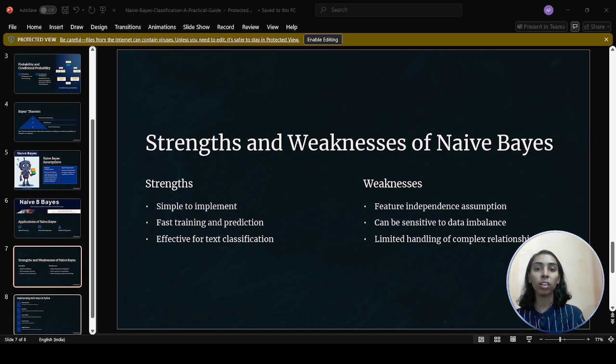There are different types, like Gaussian naive Bayes, which works well for continuous data. For continuous data we have Gaussian naive Bayes. Then for discrete data we have multinomial naive Bayes, and for binary data we have Bernoulli naive Bayes.